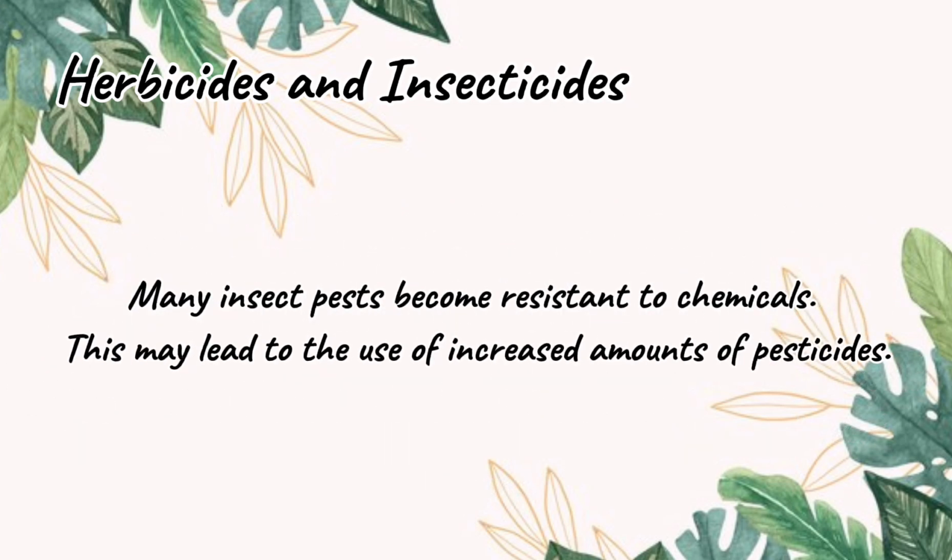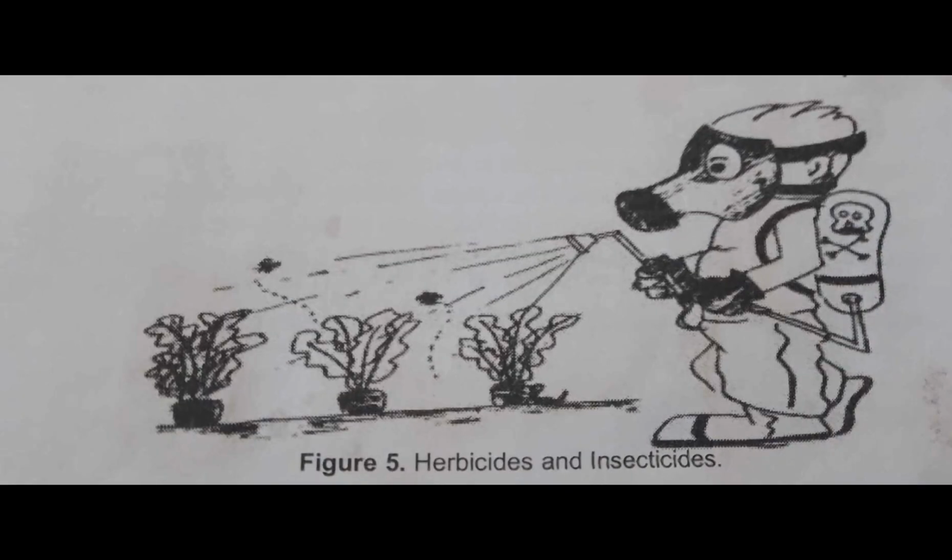The greatest concentration is found in the top consumers, such as birds, mammals, and humans. Many insect pests become resistant to chemicals. This may lead to the use of increased amounts of pesticides. Look at the illustration on the screen.